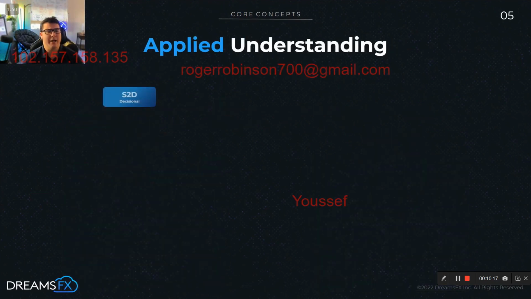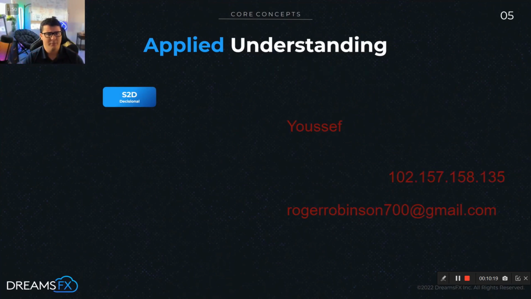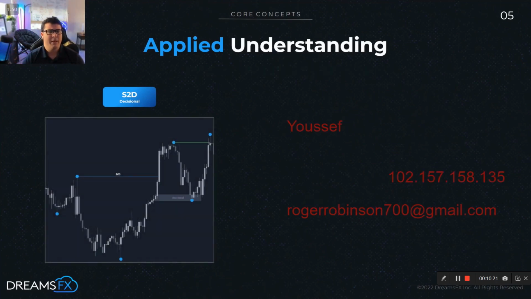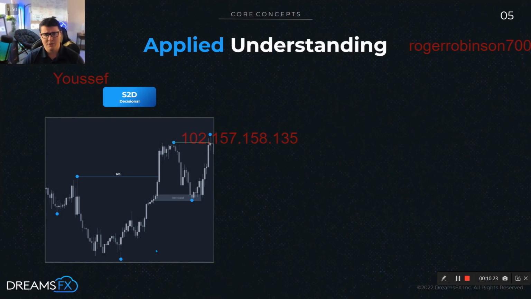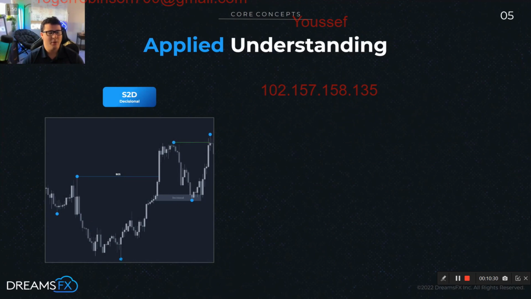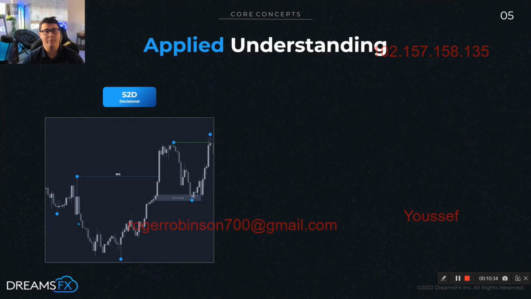Now let's get to the applied understanding of our S2D decisional. Let's see what it looks like on the charts. In this example, the first thing we always need to do is identify our structure, bearish or bullish, right? If we see over here, we have a lower low, a lower high, that makes a lower low all the way over here, right? Lower low. At this point in time, we are looking for a bearish continuation.